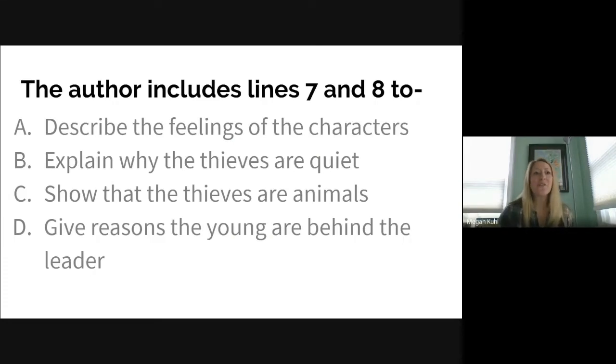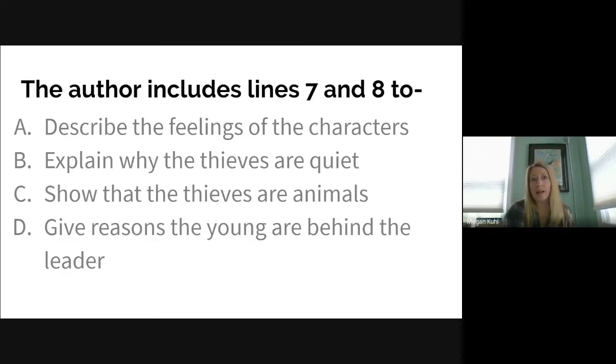So let's look at the first question together. The author includes lines 7 and 8 to A, describe the feelings of the characters, B, explain why the thieves are quiet, C, show that the thieves are animals, or D, give reasons the young are behind the leader.